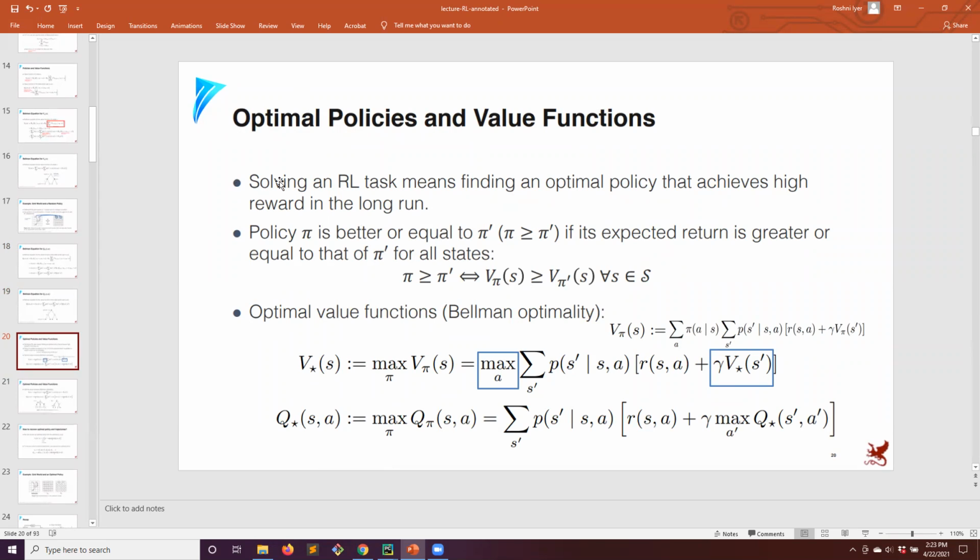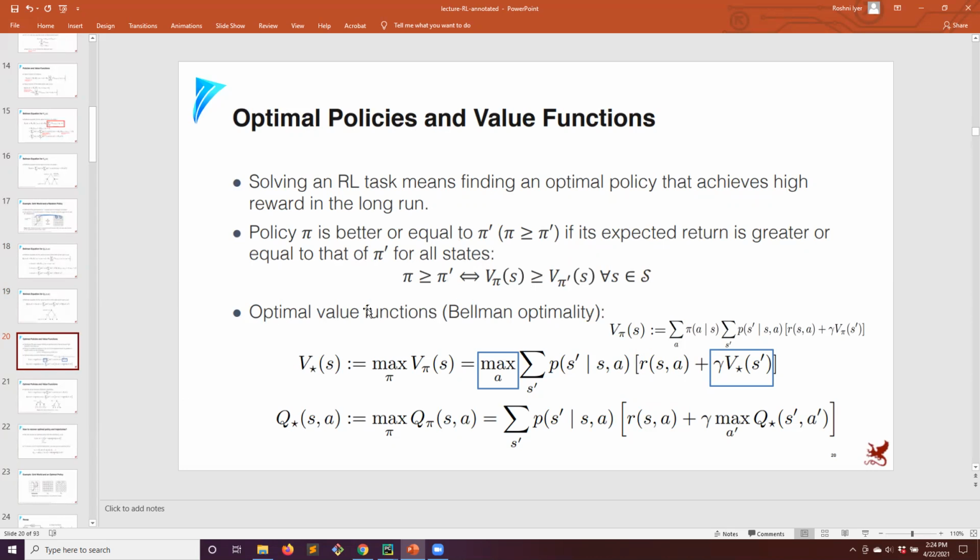Okay, so in general, solving an RL task means that we want to find an optimal policy that achieves high reward in the long run. And when we say that a policy is better than or equal to some other policy, call that pi prime, that means that the expected return, or in other words, the value function from that state, is greater than or equal to that of pi prime for all of the states S in the set of states, capital S.